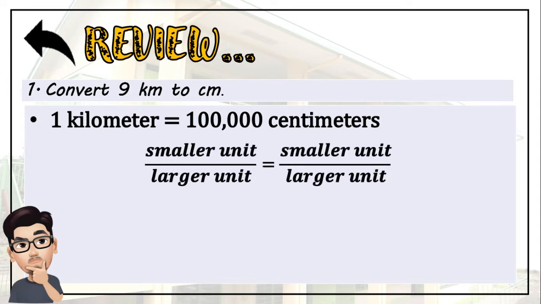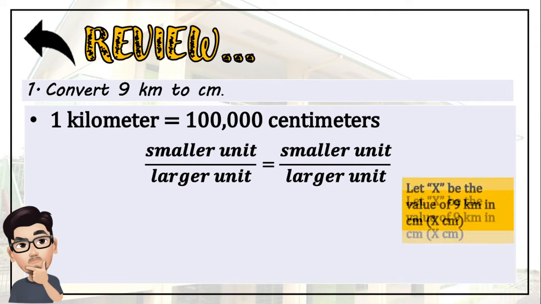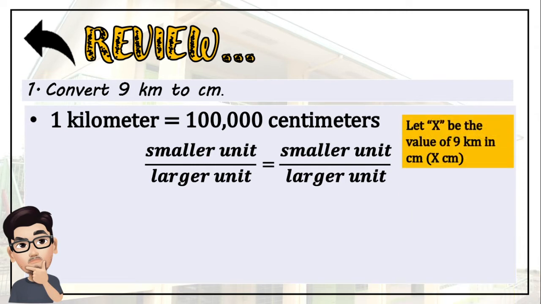To convert a unit to another unit, we use this. So smaller unit divided by larger unit equals smaller unit divided by larger unit. It may seem confusing and vague, but let's replace the values on them. Okay, but before that, we first need to let x be the value of 9 kilometers in centimeters.